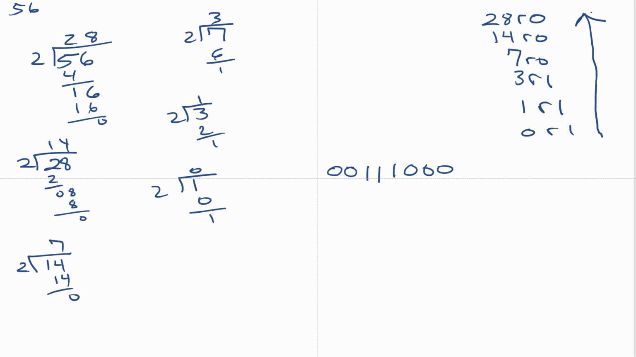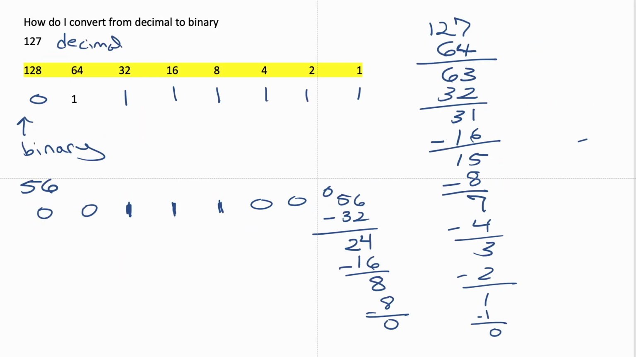So this is our 56, and so it was 3 ones and 3 zeros. And if we go back to our old method, let's see, 56 was 3 ones and 3 zeros. So we got the exact same number, which is good.